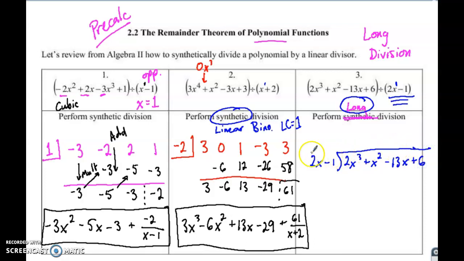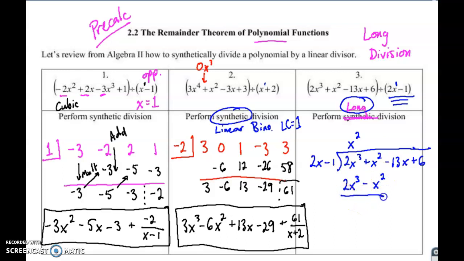And you just ask yourself, well, what times 2x gives you 2x cubed? That would be x squared. So we write that up there. So now you multiply x squared by each piece that you divided by. So x squared times 2x is 2x cubed. And x squared times -1 is negative x squared.